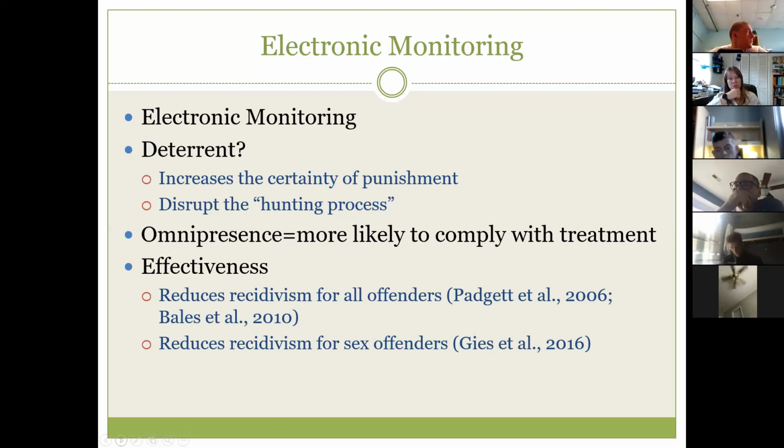So we think this works for sex offenders, one, because it increases the certainty of punishment. Two, it's really easy to disrupt the hunting process if you can literally map where they're going every day and all of a sudden see them deviating.